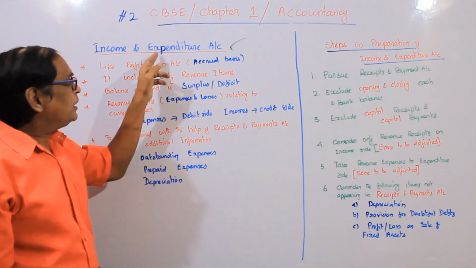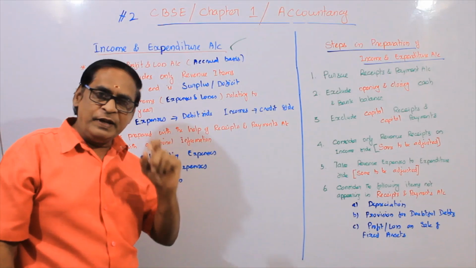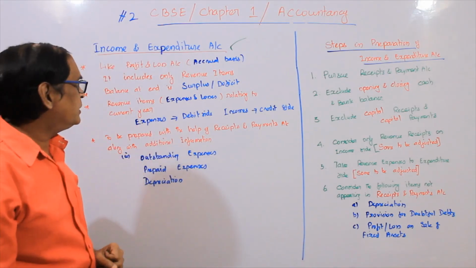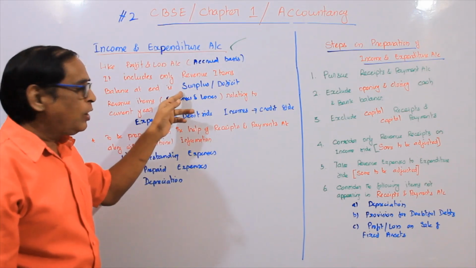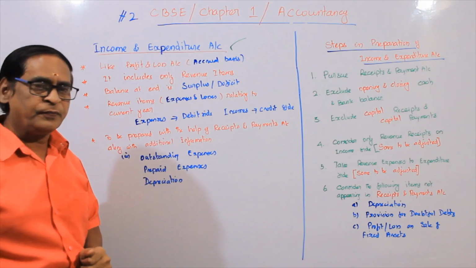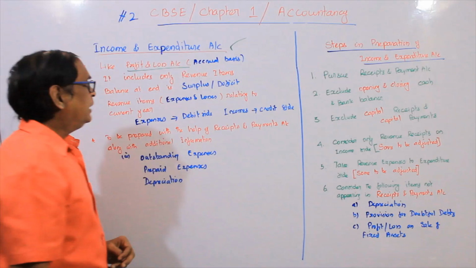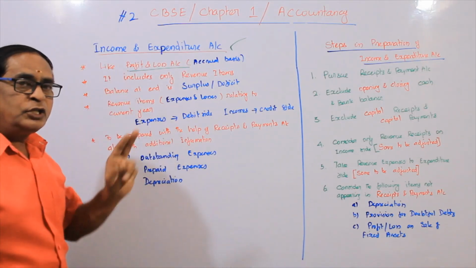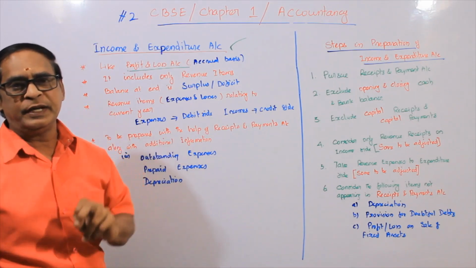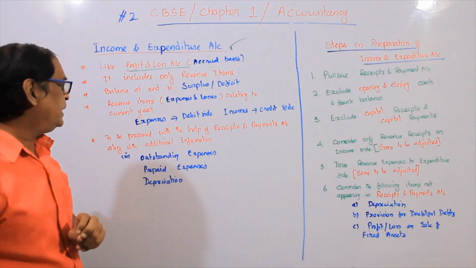The purpose of income and expenditure account is to find out whether the income is sufficient to meet the day-to-day expenditures. We have to find out only the surplus or deficit. So it is like a profit and loss account, and it has two sides: one is the expenditure side and the other is the income side. The debit side is the expenditure side, the credit side is the income side.